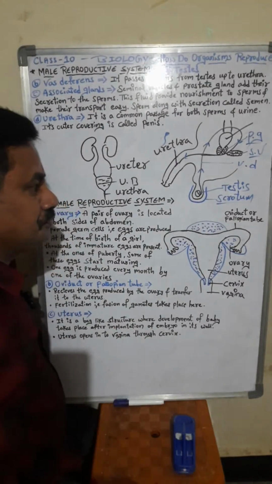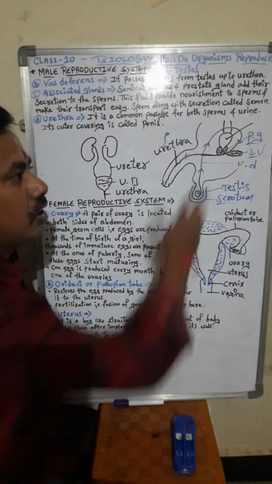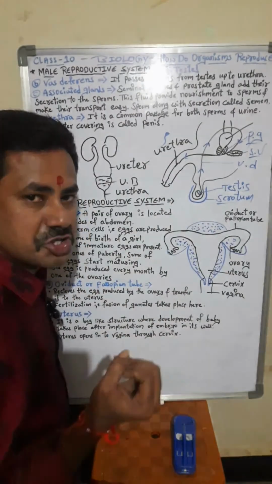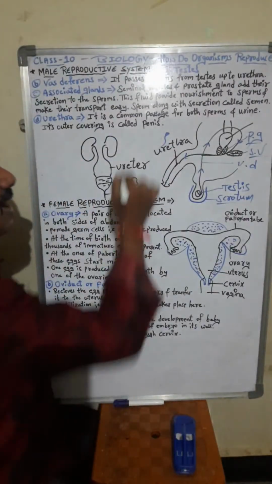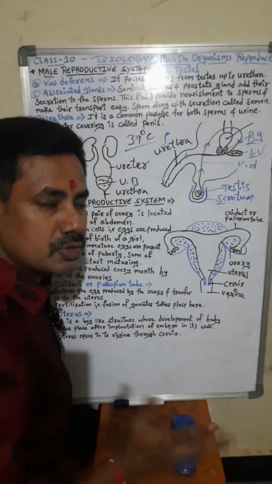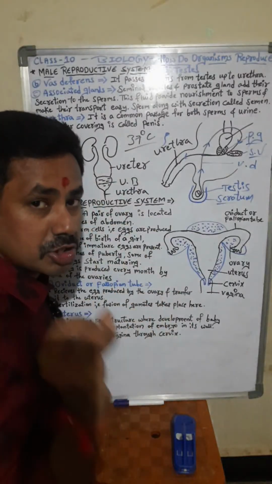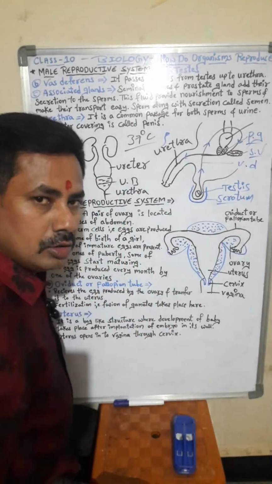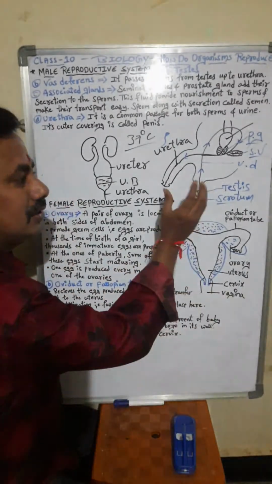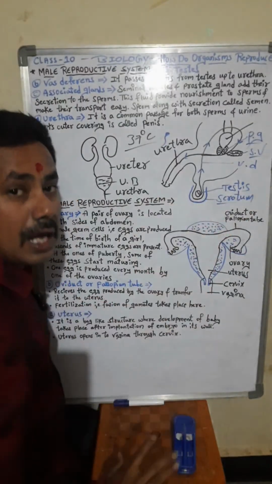Clear? Why are the scrotum or testes outside the abdominal cavity, or outside the body? Because a lower temperature is needed for the production of sperms. Our body is at 37 degrees Celsius, students. At this temperature the sperms will not develop, they may die. It is a very high temperature for the production of sperms. So it needs a lower temperature. That's why the testes are inside the scrotum but outside the abdominal cavity.